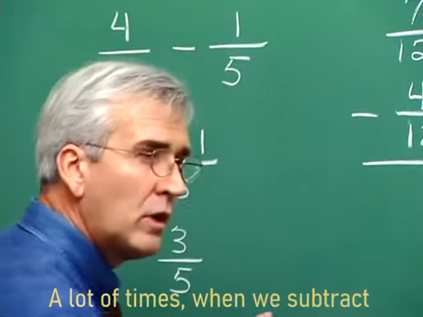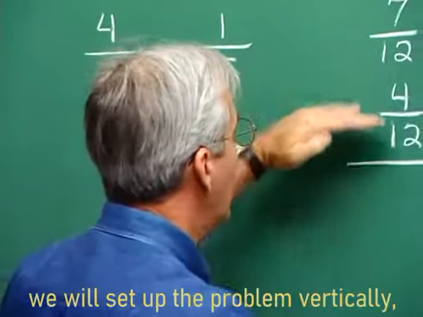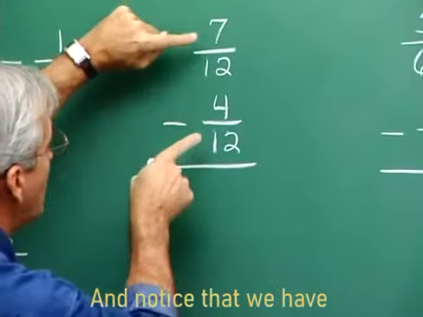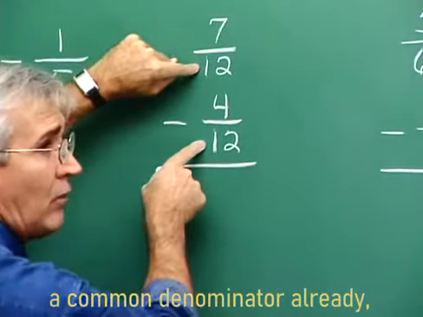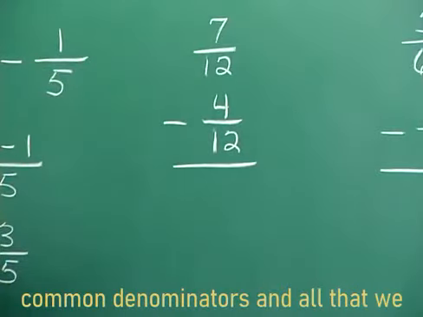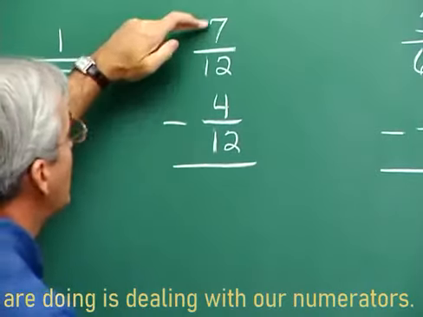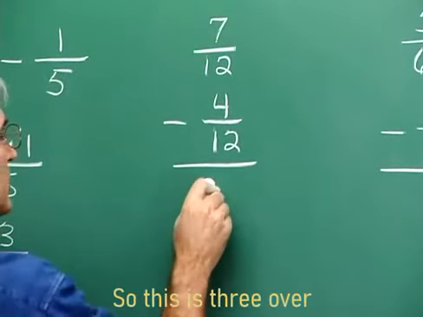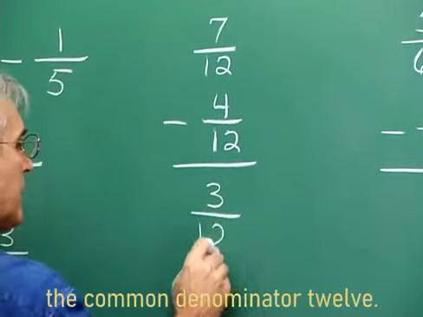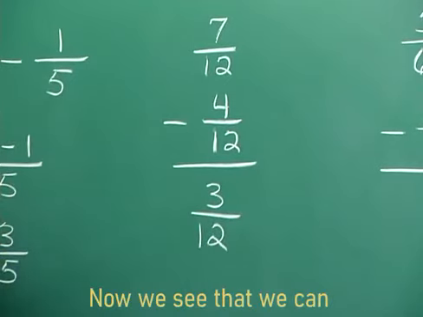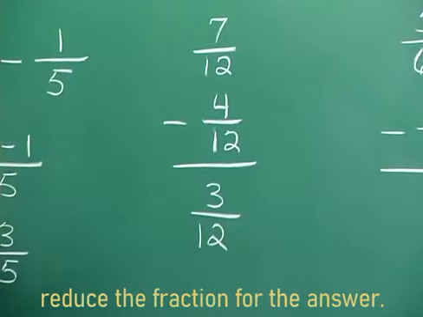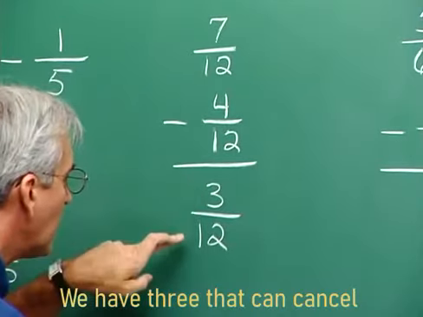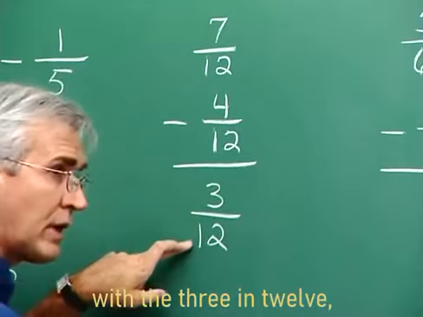A lot of times when we subtract, we'll set up the problem vertically. And here, 7/12 minus 4/12. Now notice we have a common denominator already, so we don't have to make common denominators. And all we're doing is dealing with our numerators. 7 minus 4 would be 3. So this is 3 over the common denominator 12. Now we see that we can reduce the fraction for the answer. 3/12. We have 3 that can cancel with the 3 in 12.